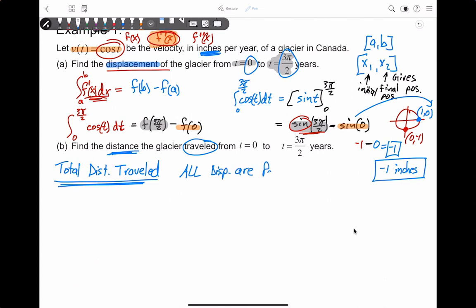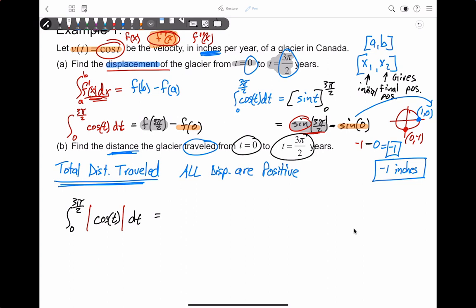Okay, so they're interpreted as being positive displacements. Let's go ahead and set this up. If it's from 0 to 3 pi over 2, it has the same initial setup, and it's still going to be the velocity function that was given as cosine of t. But the only difference here is that we're going to look at the absolute value of all the pieces.